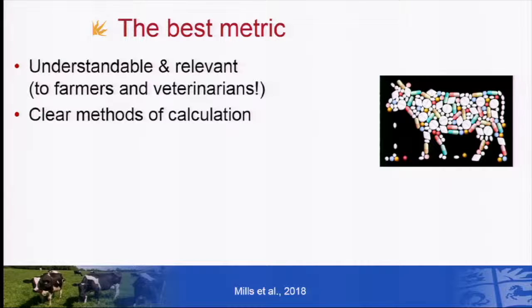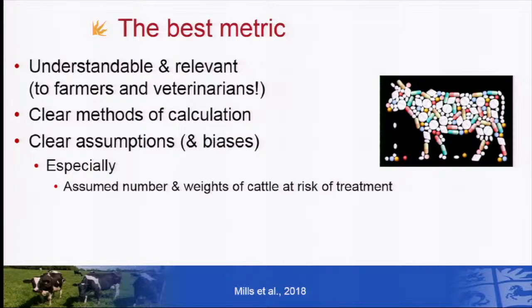There needs to be clear methods of calculation so that it's very transparent to everyone how these numbers are arrived at and what they mean. This is very complex, but the more transparent and the easier we can make it, then the better that we can do in trying to translate that and work with people with these metrics.